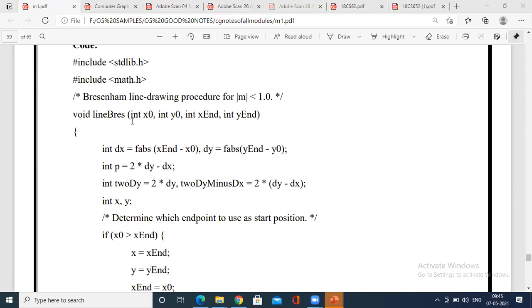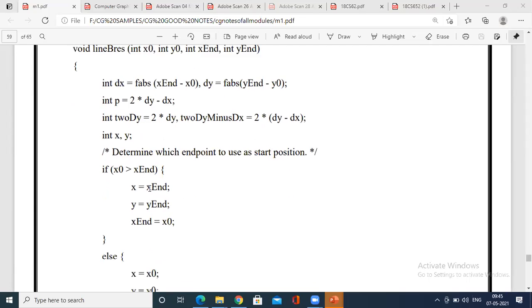Similarly, we have a program. This program we will explain in the lab sessions. That is the Bresenham line drawing procedure. The same thing has been copied to delta y, to delta y minus delta x. This is to swap if x naught is greater, because we assume that in our program the line grows from left bottom to right top. The line will grow like this, right?